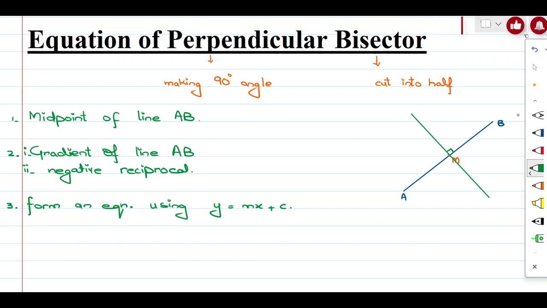If we are given a line AB, the first step is to figure out the midpoint of that line, and then the next step is to figure out the gradient of that line. Since we are dealing with the perpendicular bisector of a line, we need to figure out the gradient of the perpendicular line. So for the perpendicular line, we do the negative reciprocal of that gradient, right? And then we have to make the equation into y equals mx plus c form. Now let's do some examples.